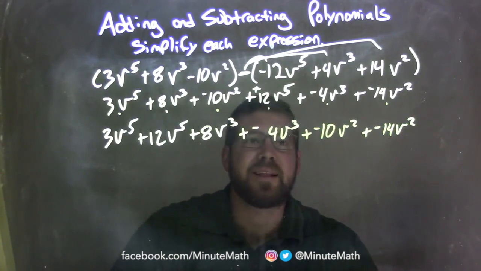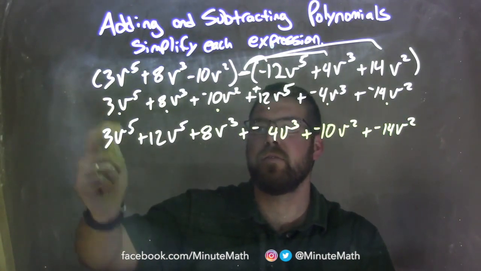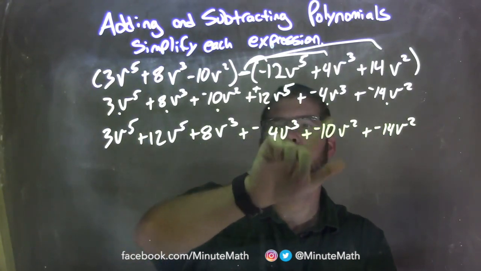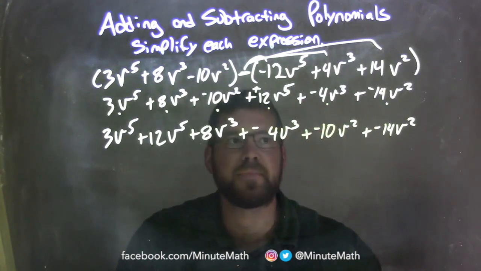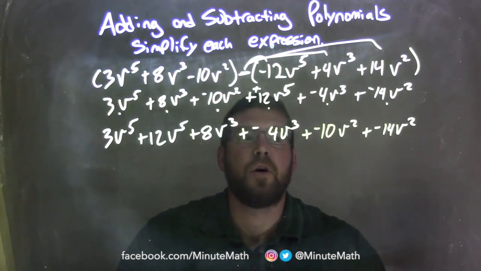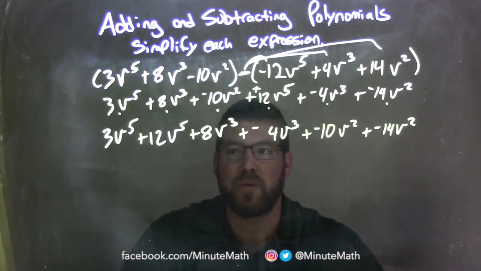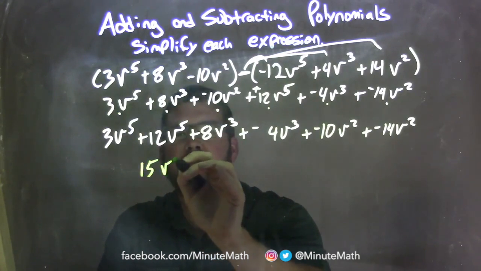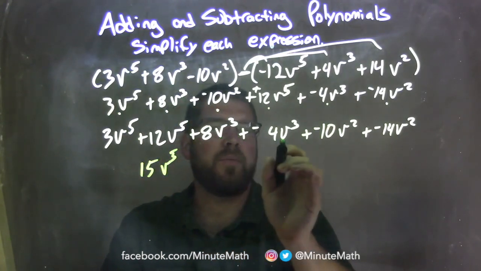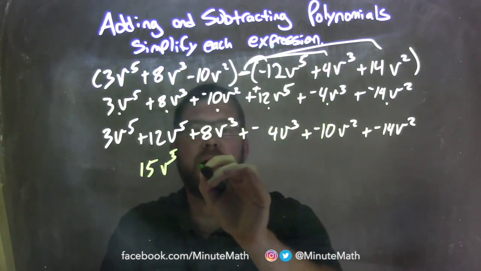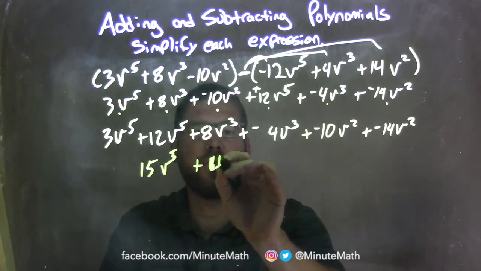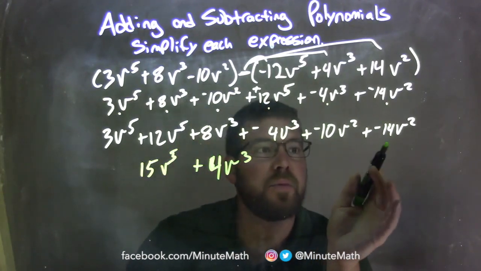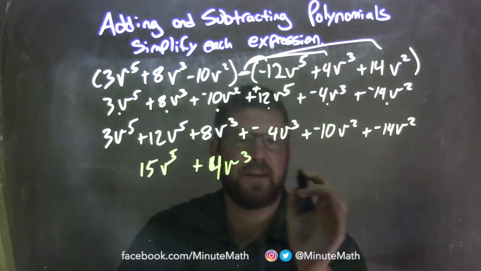So now we have all of our terms brought down. Let's double check. 3b to the fifth is right here, 8b to the third right there, negative 10b squared, 12b to the fifth, negative 4b to the third, and negative 14b squared right there. So now we have everything down. Let's combine our like terms. 3b to the fifth plus 12b to the fifth is 15b to the fifth. 8b to the third plus a negative 4b to the third is a positive 4b to the third. And then lastly, we have two negatives. Negative 10b squared plus a negative 14b squared is a negative 24b squared.